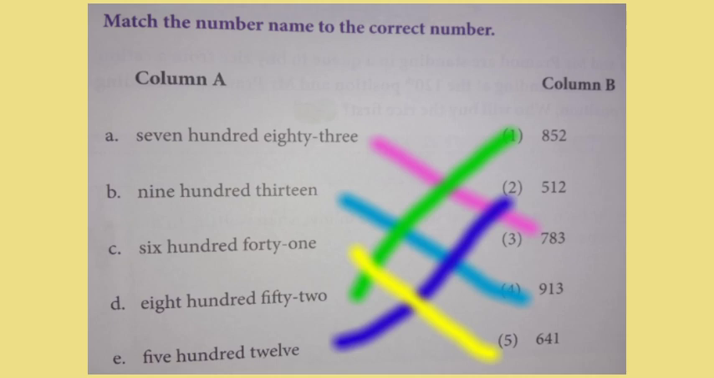Match the number name to the correct number. Column A and column B are given. Column A: A 783, B 913, C 641, D 852, E 512. Column B: 1 852, 2 512, 3 783, 4 913, 5 641. Now the matching is A 3, B 4, C 5, D 1, E 2.